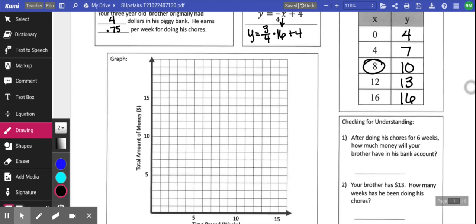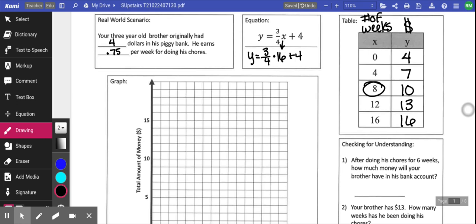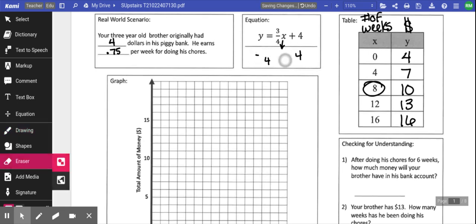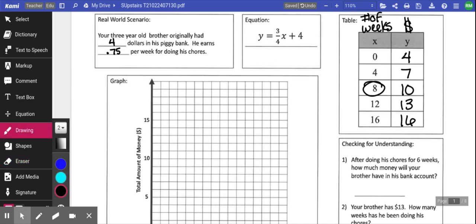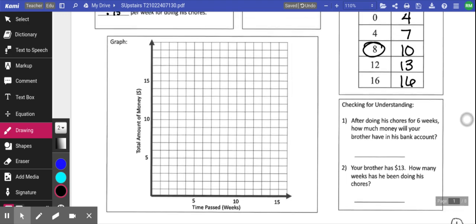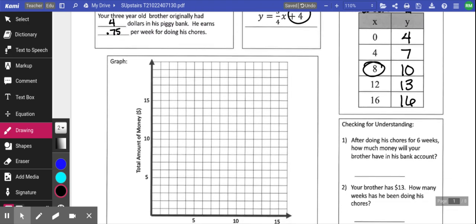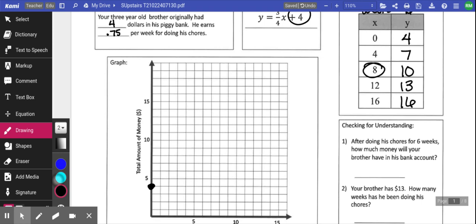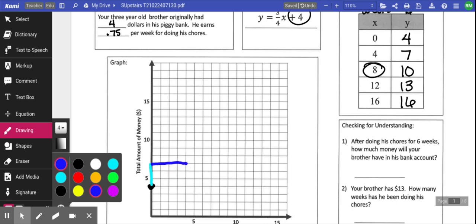Okay, once you have that, then it is time to graph. So graphing, we're going to use our equation and graph like normal. Our B, or 4, always starts on the y-axis. So we need to find 4 and plot a point. So that would be right here. Okay, now let's look at our slope. It's 3/4, which means I'm going to go up 3. So 1, 2, 3. And I need to go over 4, plot a point.